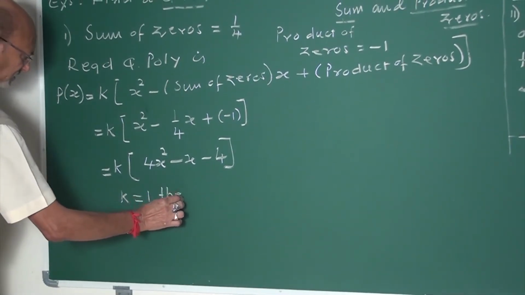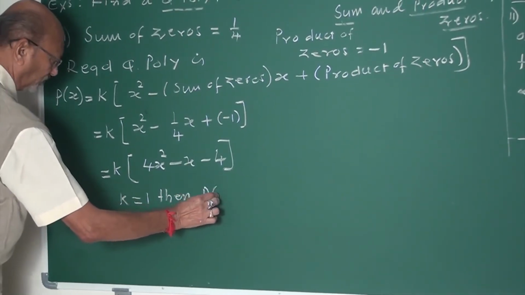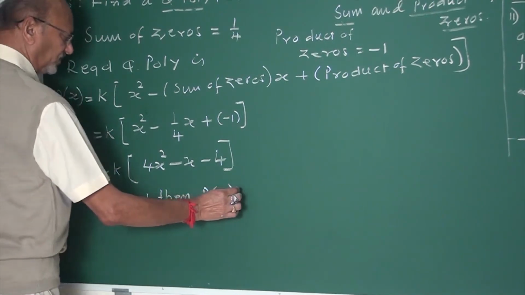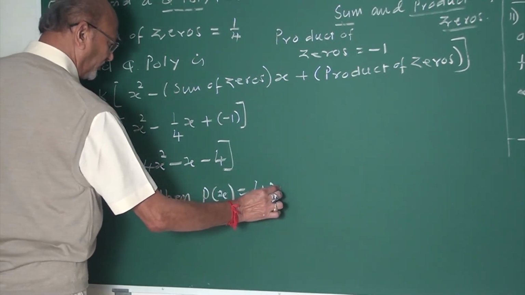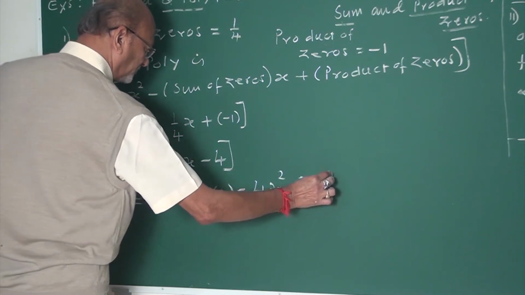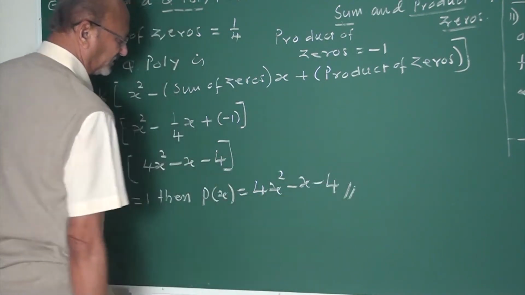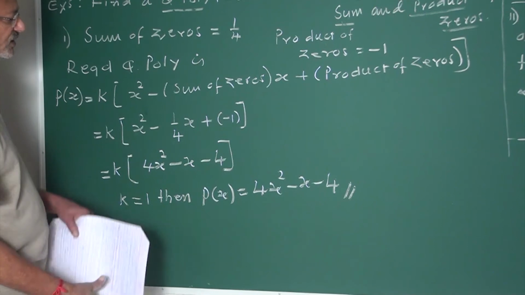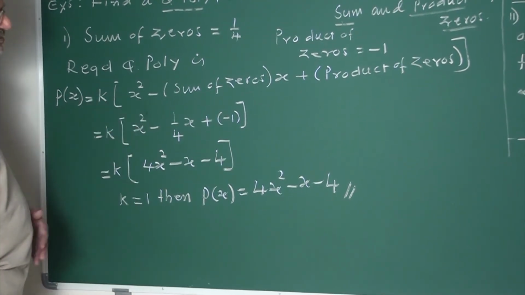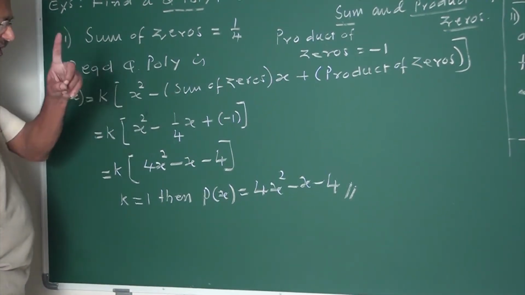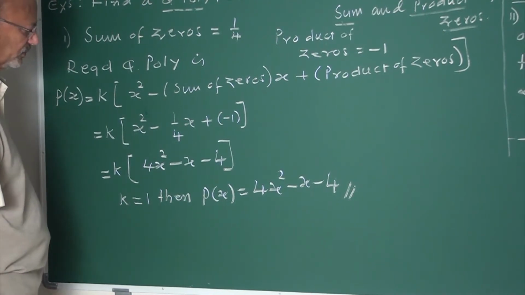If k is 1, then what is your polynomial? P(x) equals 4x squared minus x minus 4. Yes, my friends, this is what you wanted to find. Even such examples, my friends, are given in one mark also; I have seen them in your model question papers.